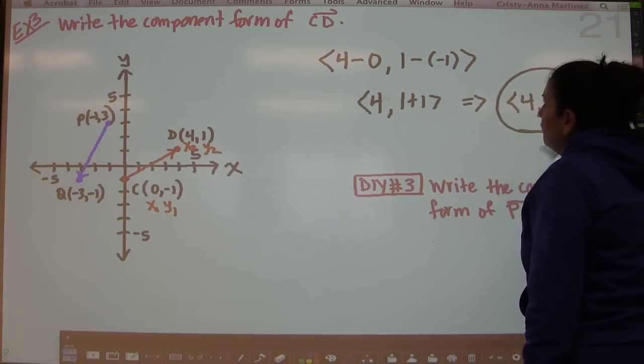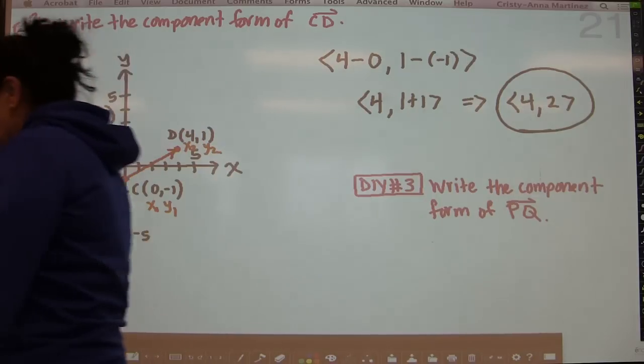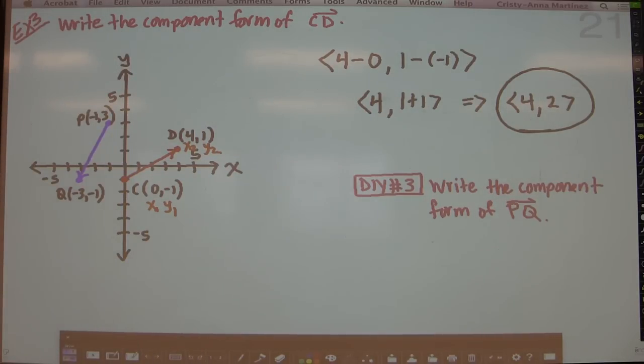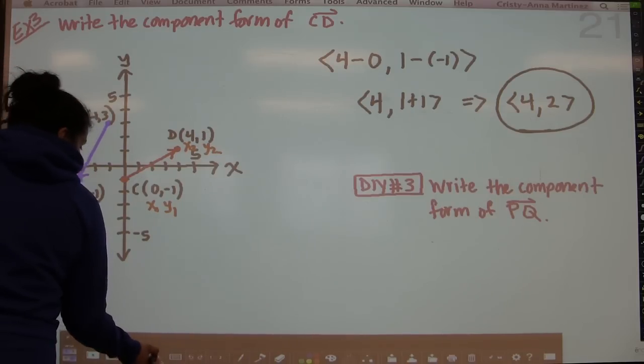So my component form for example 3 is x coordinate 4, y coordinate 2. So it's not very complicated. So now if you will do the component form for PQ, we'll go on to the next example.